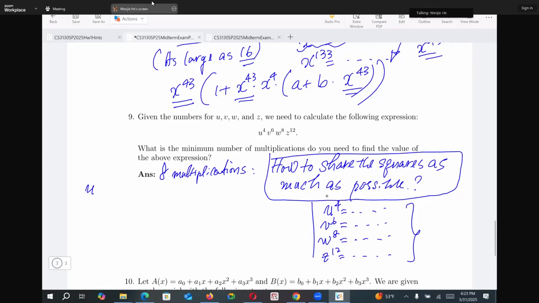Then the remaining students know square sharing, but they didn't do it strongly enough. So let me show you. Those students, when they did square sharing, the first round, no problem. Everybody can do that, first round, because it's one square sharing: U square V cube W to the 4th Z to the 6th. Everybody can get that.